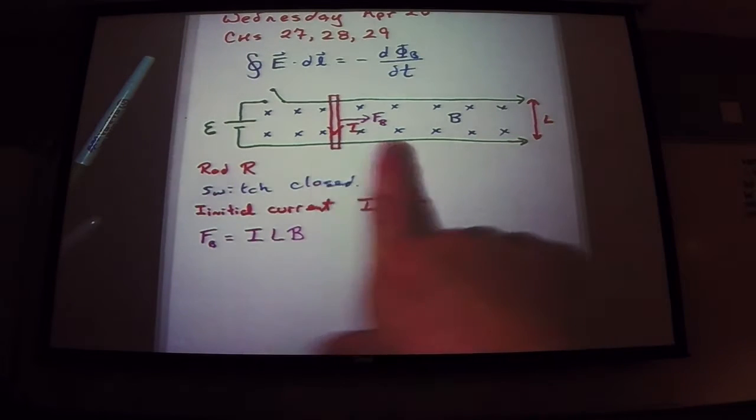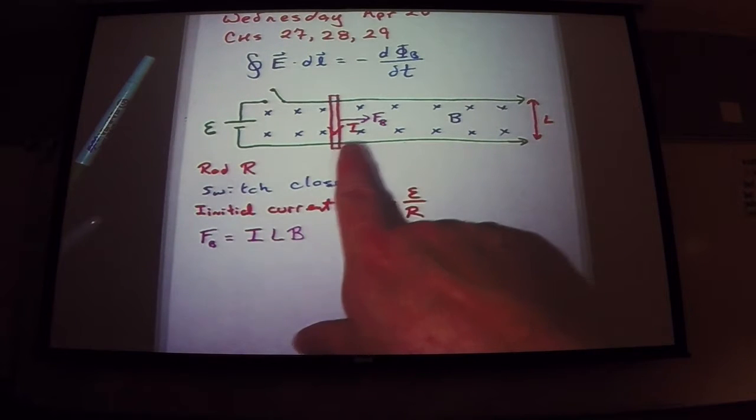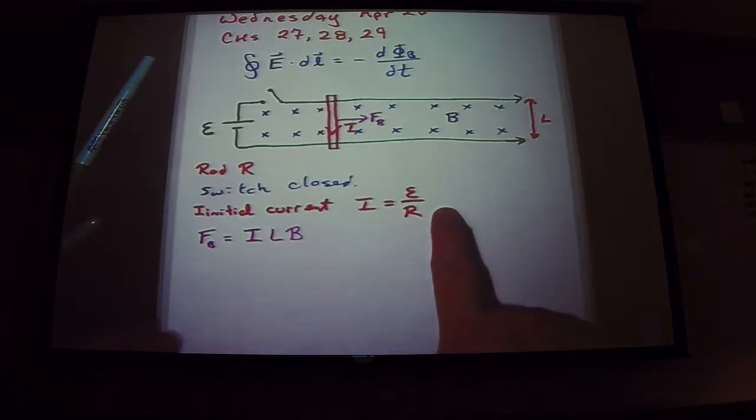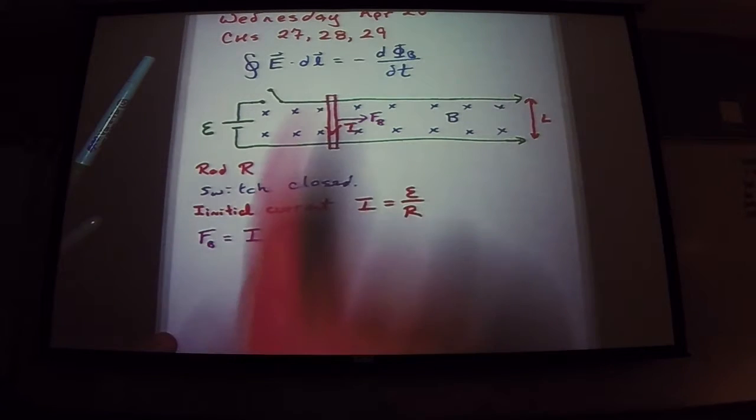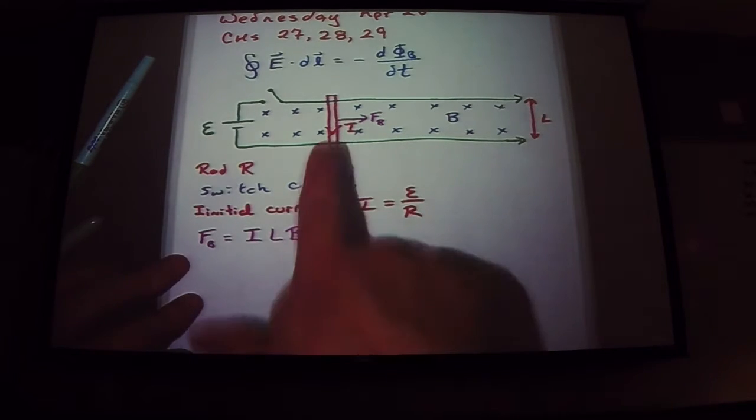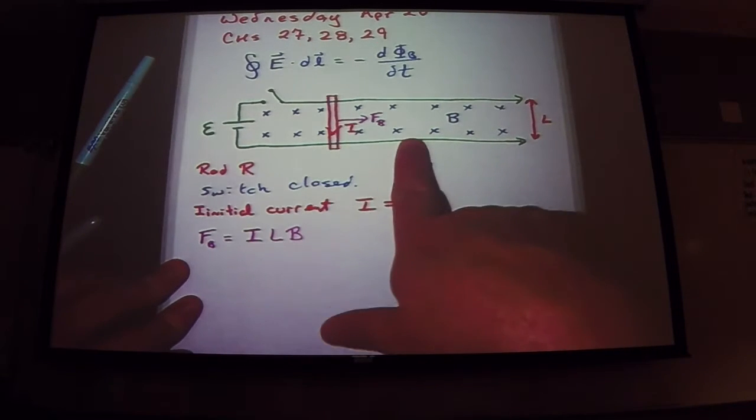So this starts to move. Okay, so far, keeping up with this? Close the switch, we get a current. A couple chapters ago: get a current, have a force. Last chapter, or two chapters ago. Now that we have a force, this is going to move.